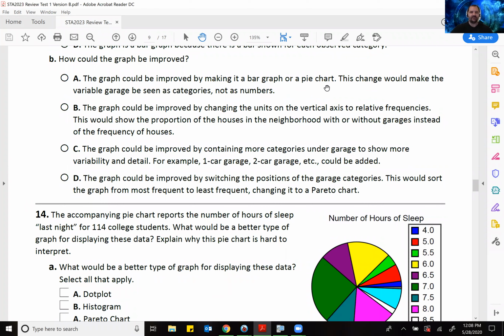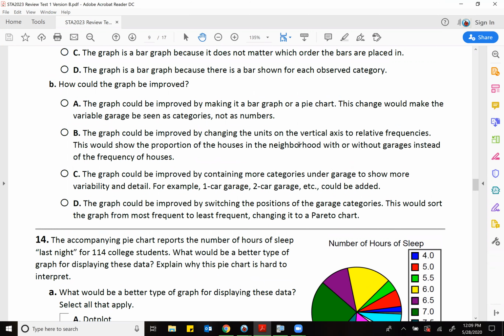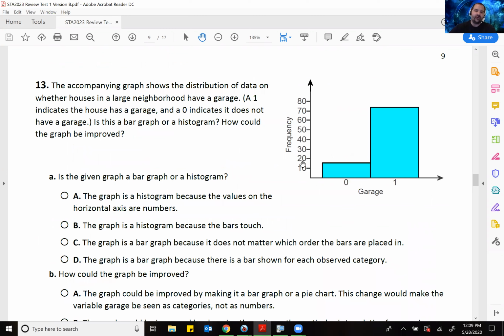See how everything down here is about categories and things like that? That's how I also know it's a bar graph. So this would sort the graph from most frequent to least frequent, changing it to a Pareto chart. So what do you think? A. Yeah, I would go with A. I heard someone say B. Changing it to relative frequencies is okay. Again, usually when they change to relative frequencies, they're the decimal versions of the percentages. So some people could be thrown off by that because they'd be like, oh, this is a decimal. That doesn't make any sense. Does that make you get what I'm saying?